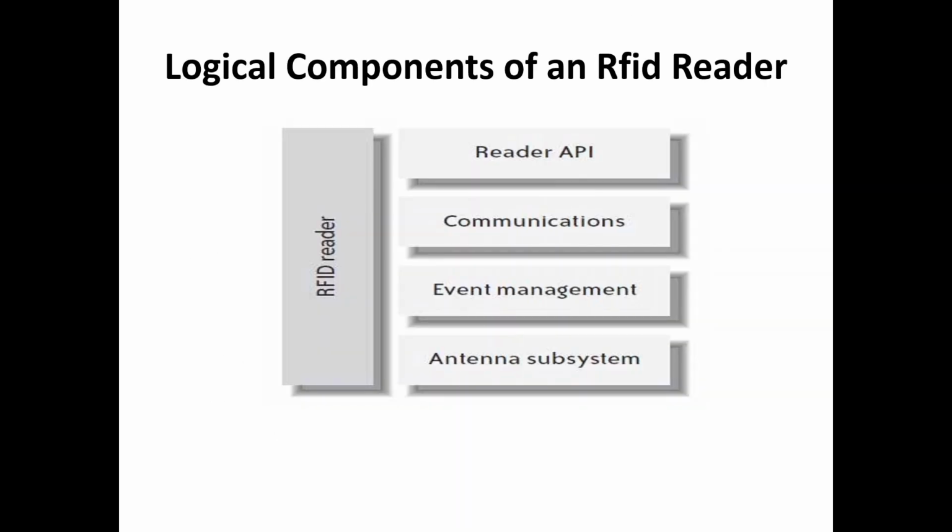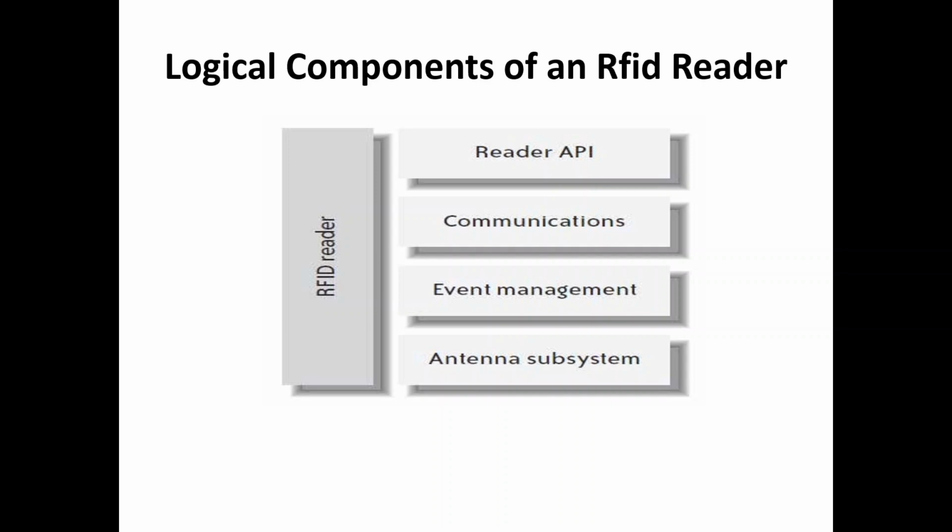So I have to conclude that the reader API means the software interface to configure and control RFID readers. The second one is communication. It handles both the air interface and network protocols. The third one is event management. It filters, aggregates, and translates the raw reads into useful business events.